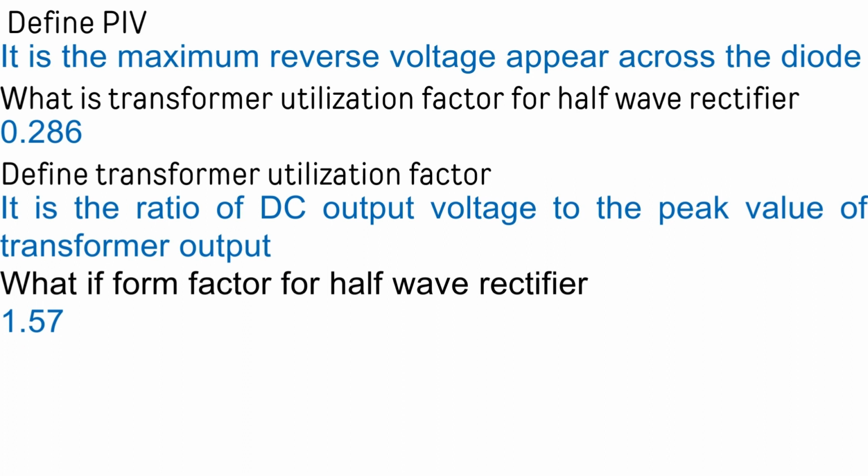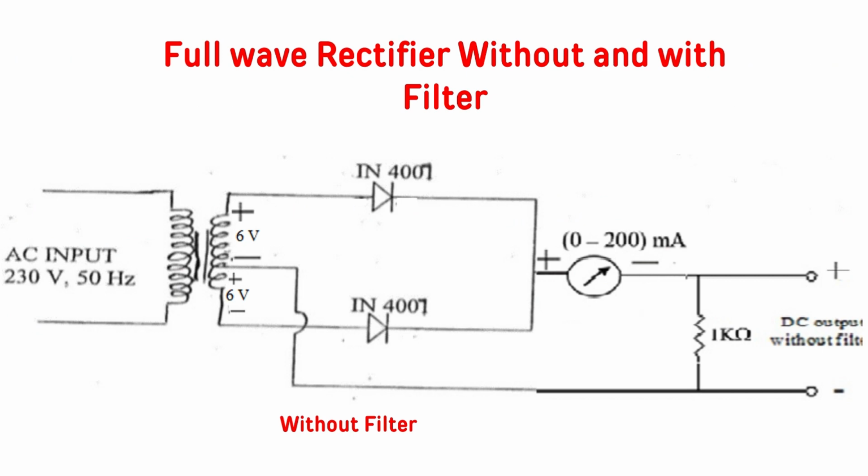What is the transformer utilization factor for a half wave rectifier? The transformer utilization factor for a half wave rectifier is 0.286. Define transformer utilization factor. It is the ratio of DC output to the peak value of the secondary of the transformer output. What is the form factor of a half wave rectifier? The form factor of a half wave rectifier is 1.57.